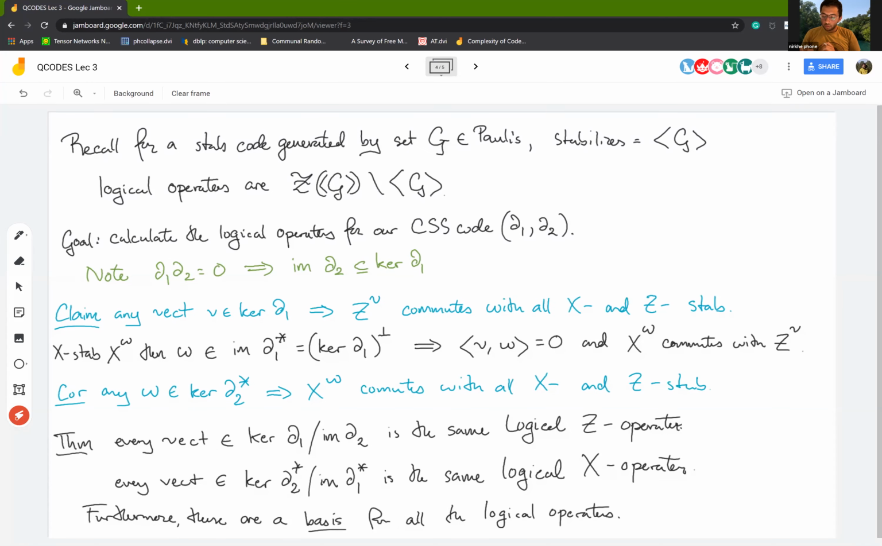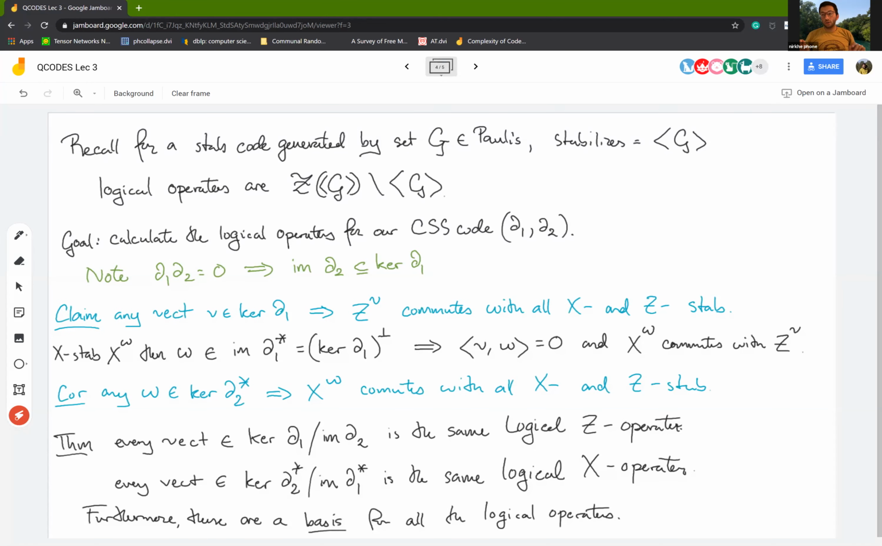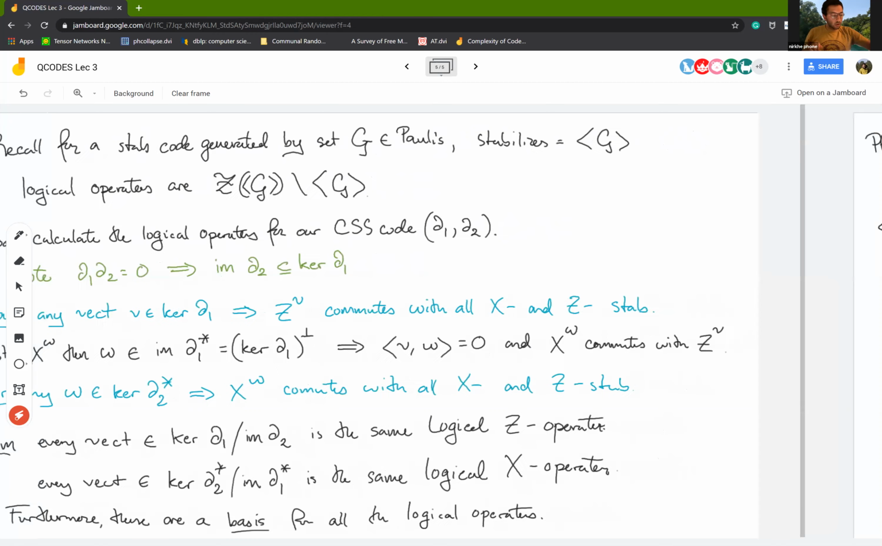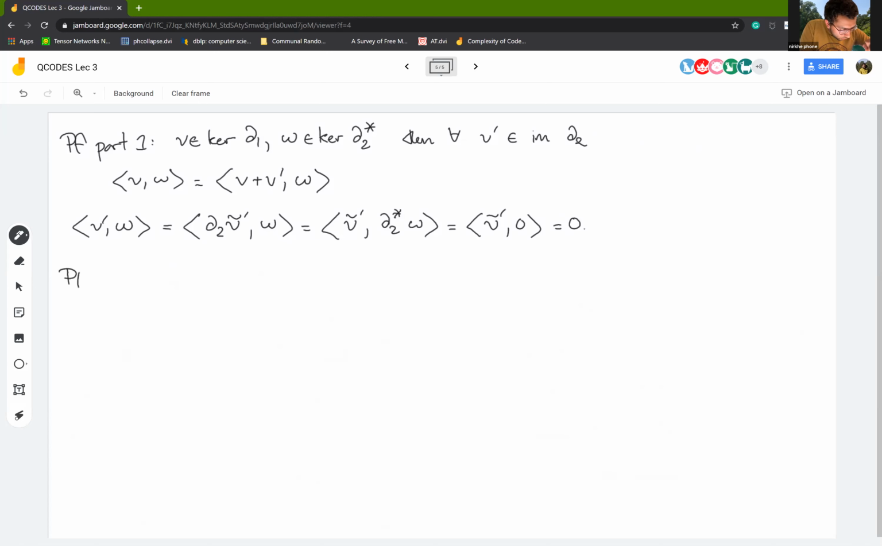Okay, so now we want to show that this is all the logical operators. Okay, so proof of part 2 of this statement, that these are a basis for the logical operators, we can do this by a dimensionality argument.